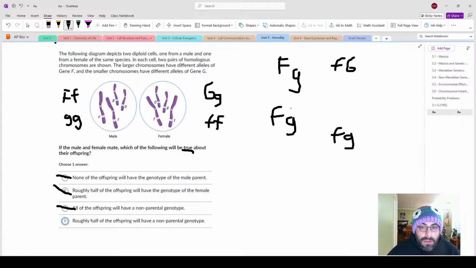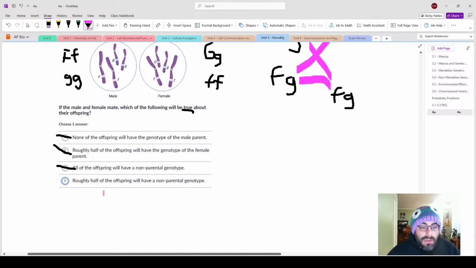We have seen, so if this fertilizes, there are 4 possibilities here, right? If this fertilizes, is that a parental genotype? It's not. If this fertilizes, is that a parental genotype? It is. If this fertilizes, is that a parental genotype? It's not. And if this one, it is. So 2 out of 4, D is the correct answer.